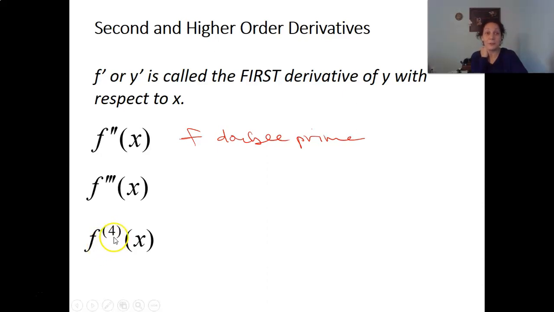So for the fourth derivative, what we do is we put the number of the derivative in parentheses, because we don't want to confuse it with raising the function to the fourth power. When you see that number in parentheses, it means the fourth derivative, and that's important notation to know. You could see any number in here, any number at all. That might say 27 up there. That means you need to take the derivative 27 times.